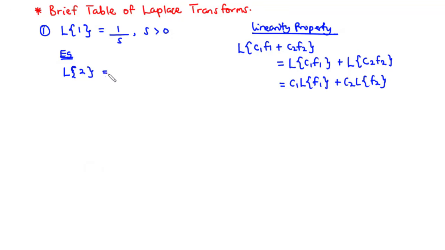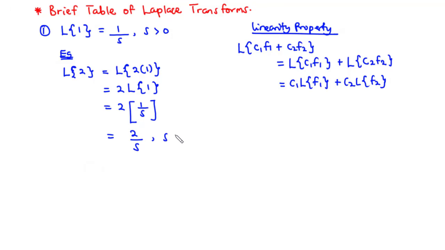So we can represent this as the Laplace transform of 2 times 1. And then because 2 is a constant, we pull out 2. So we have 2 times the Laplace transform of 1. And then we already know the Laplace transform of 1 as 1 over s. So we have 1 over s here. We multiply 2 across so that we have 2 over s, where s is greater than 0. So the Laplace transform of 2 is equal to 2 over s.